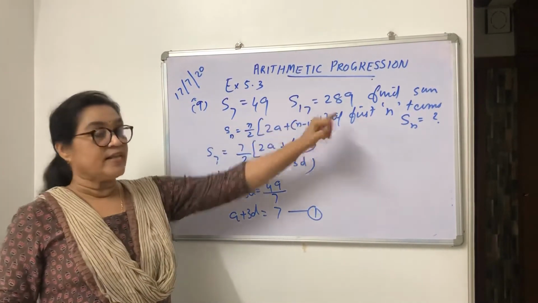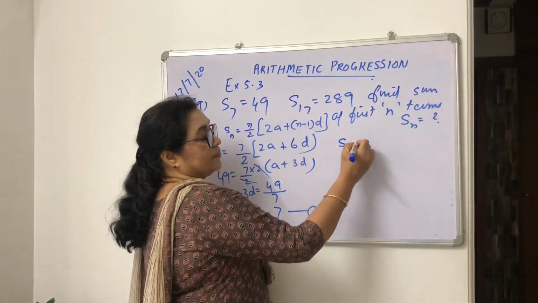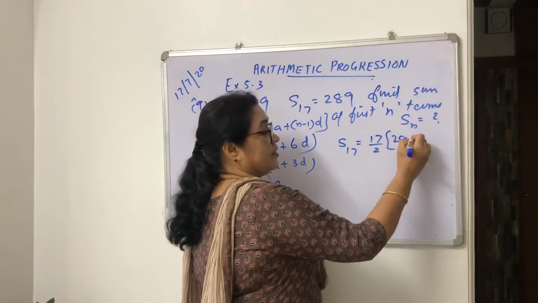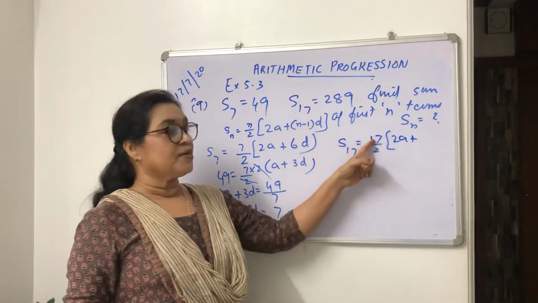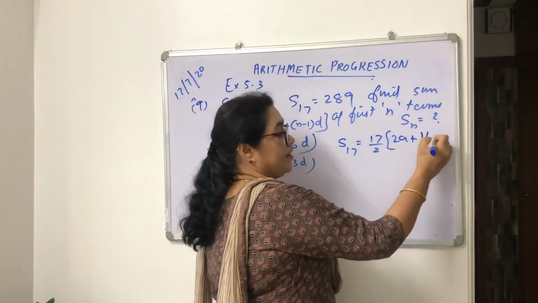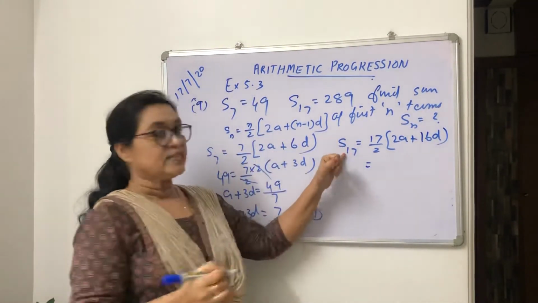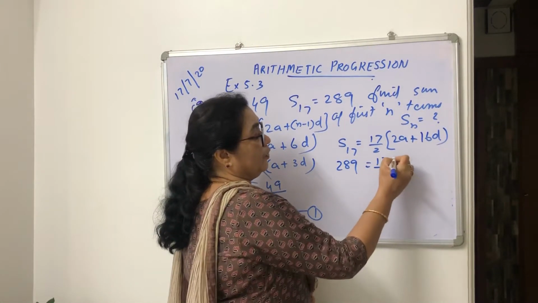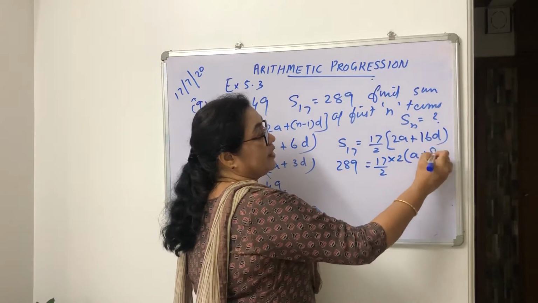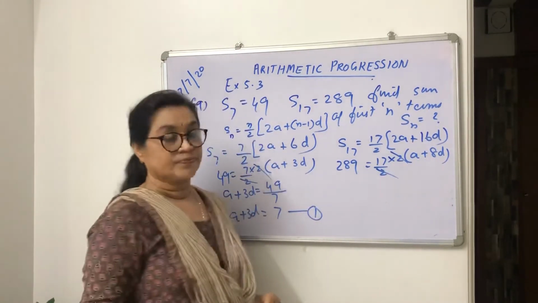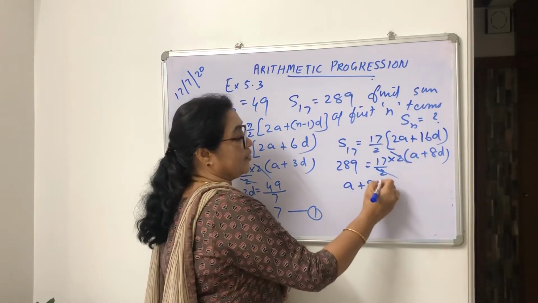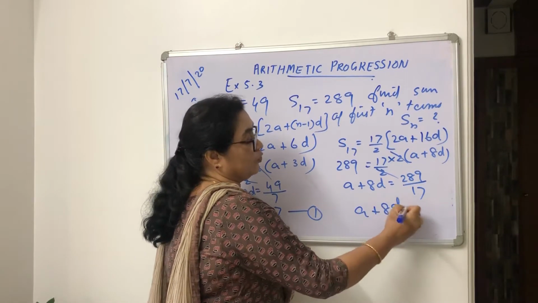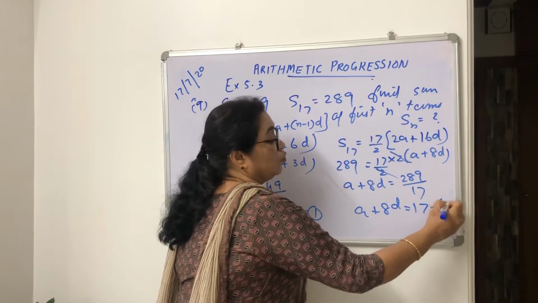Second, you take this S17, which is 17 by 2 into 2a plus 17 minus 1, 16d. Here also the S17 value is 289, so 17 by 2, 2 you take out, a plus 8d. Then a plus 8d is equal to 289 by 17, that is a plus 8d equal to 17. These are the two equations you got.